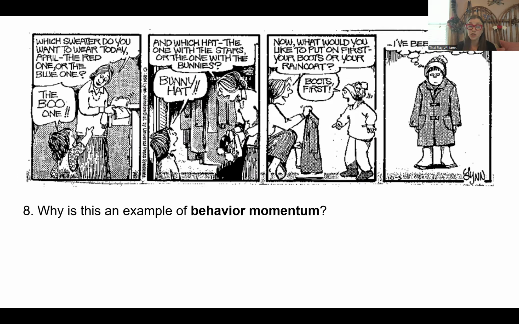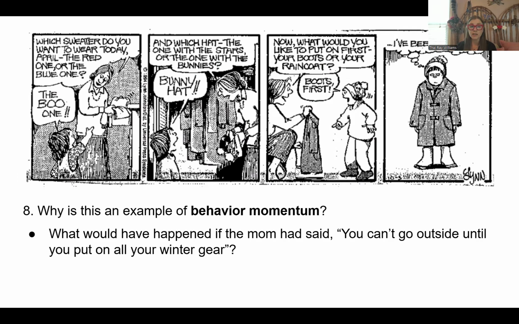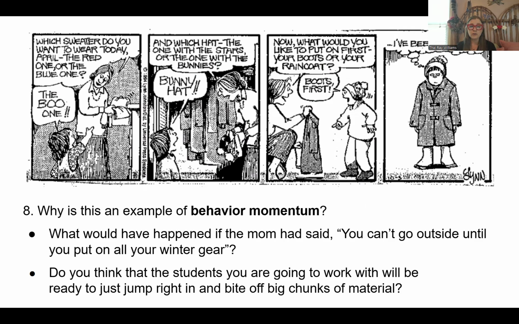What would have happened if mom had said you can't go outside until you put on your winter gear or your rain gear? And do you think that the students that you're going to work with will be ready to just jump in and bite off a big old chunk of material? Do you think they're going to be ready for that? So again, why is this an example of that behavior momentum that I talked about? Stop and answer those other questions and then come back and we'll wrap up.